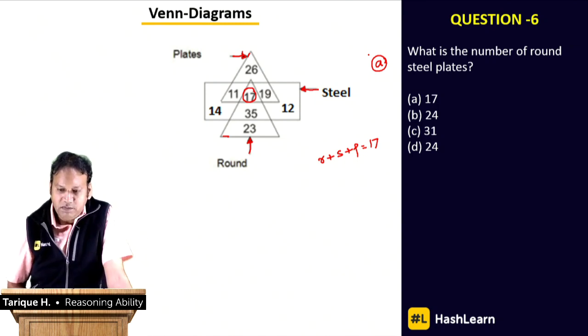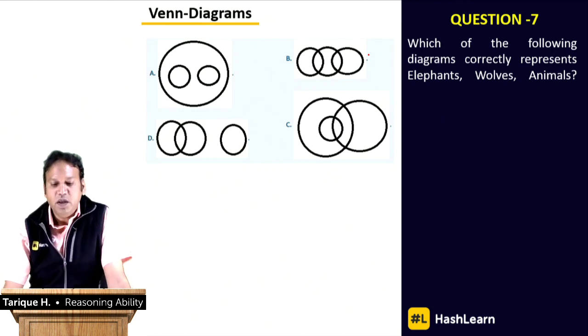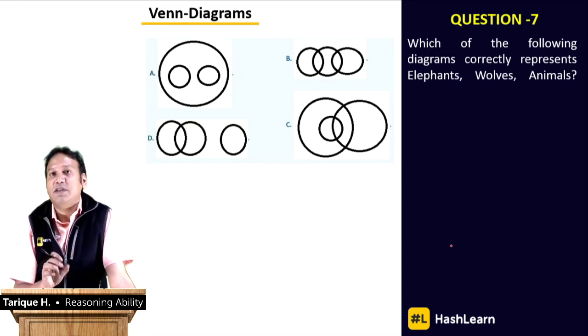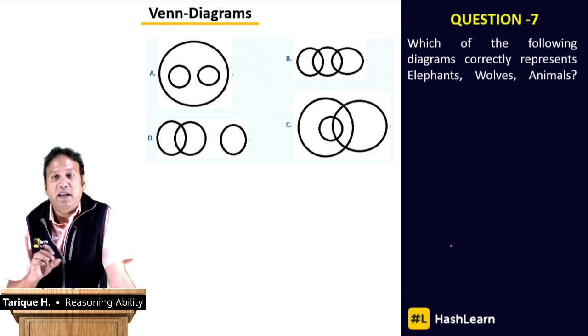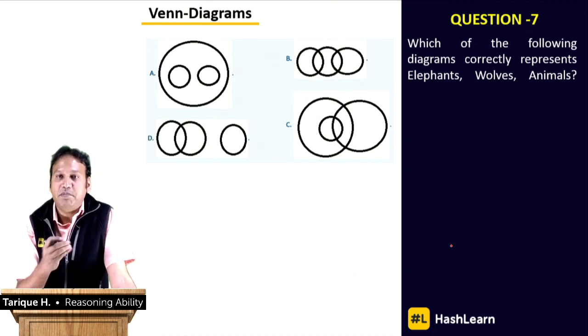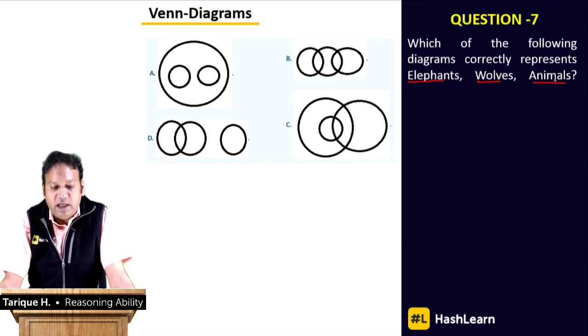Okay. Now question number 7. Now this is a different variety of questions, based on relationship between different sets of things given to us in the exam. So what happens if you get 5 questions in the exam, sometimes in a set, and they will give you 3 different things and ask you which Venn diagram gives the best relationship among the 3 things. So here in this case we have elephants, wolves, and animals. Which of the following diagram correctly represents elephants, wolves, and animals?